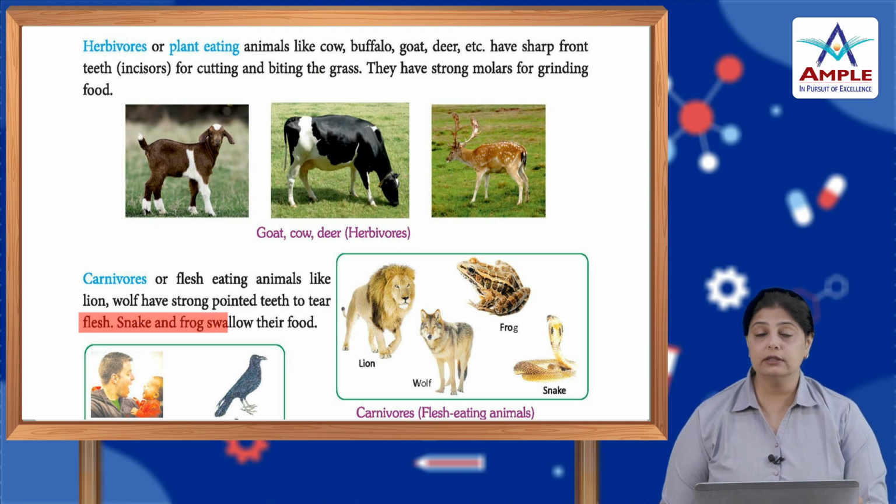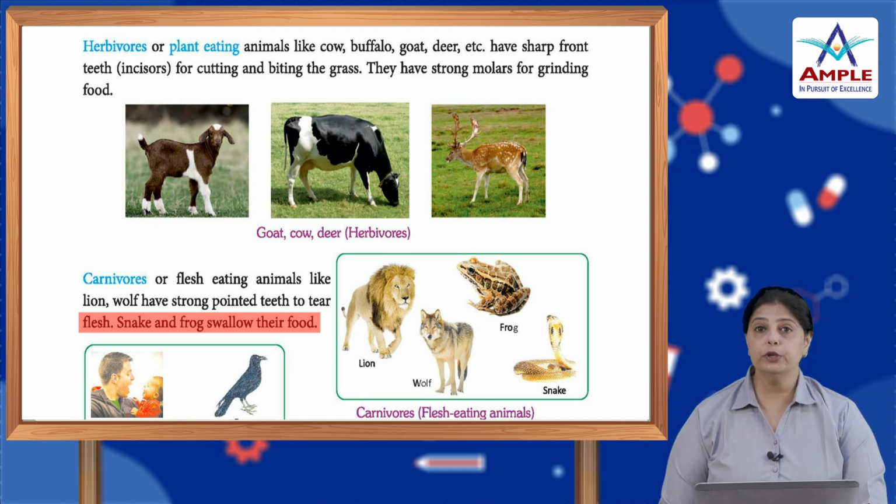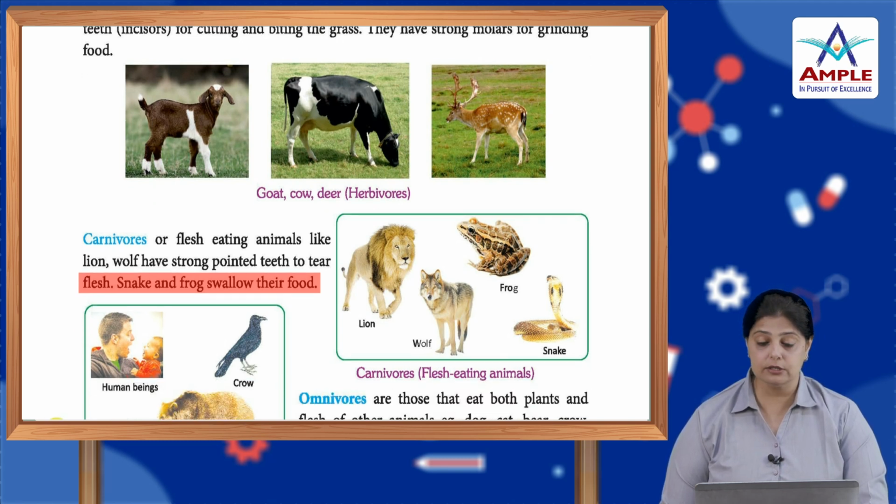Snake and frog swallow their food whole. The snake does not have teeth, so it swallows its prey whole. Similarly with frog also. Now, omnivores. Who are the omnivores? Omnivores are the animals that eat both flesh as well as plants.